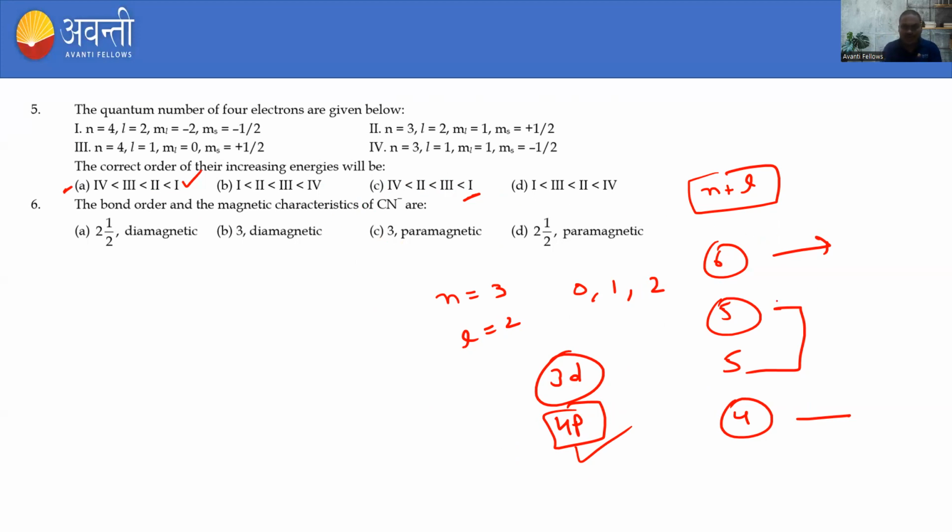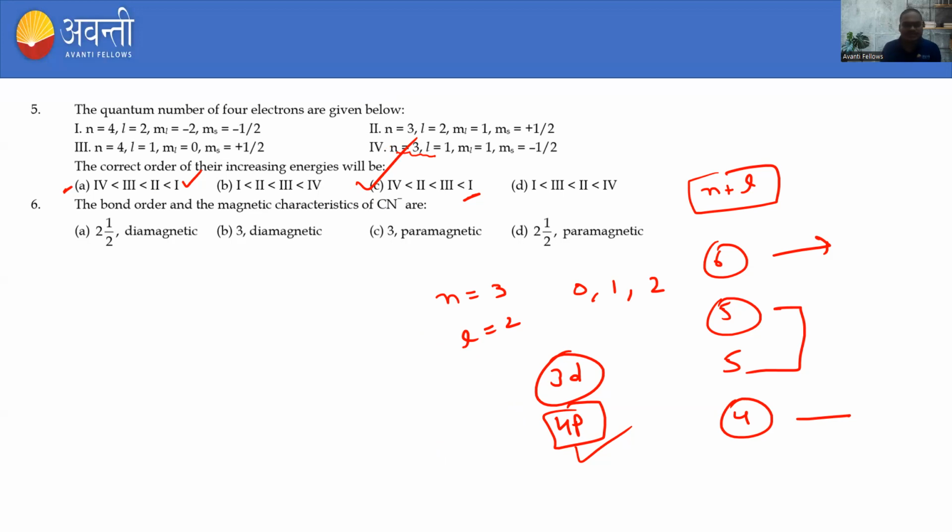So you know that the one having the sixth has the maximum value, and the fourth one, that is 3 plus 1, having 4, is the minimum energy. And out of 2 and 3, which has the maximum energy, beta? 3, because 3 having 4p has more energy than 3d. So the correct option is C.